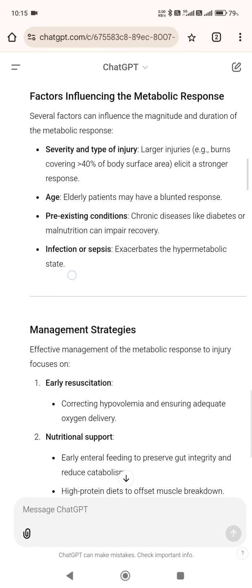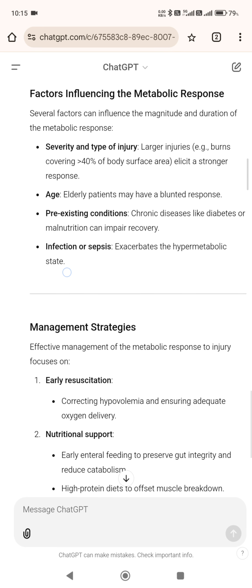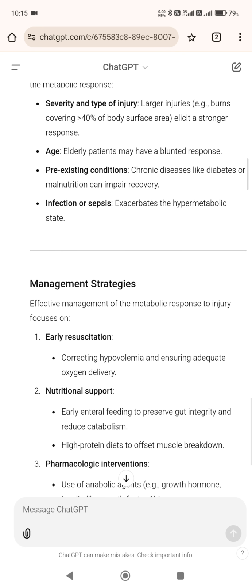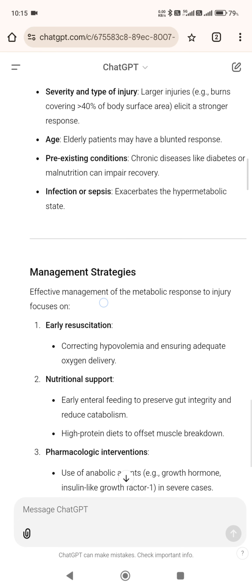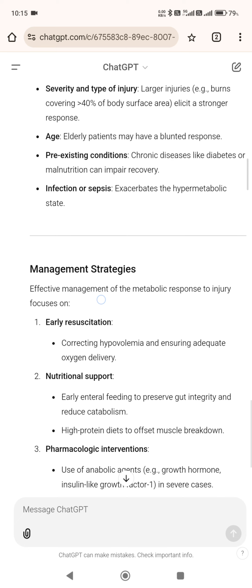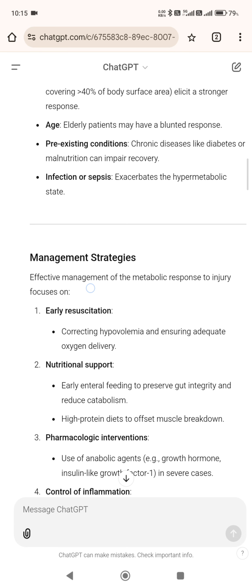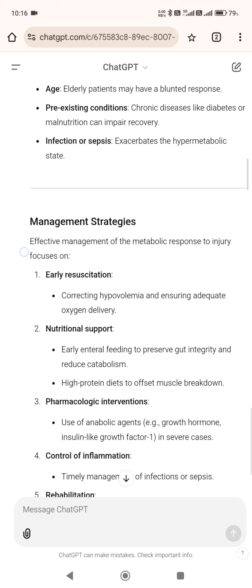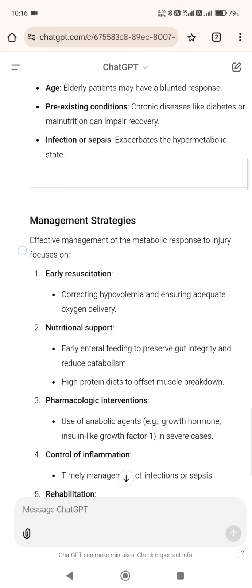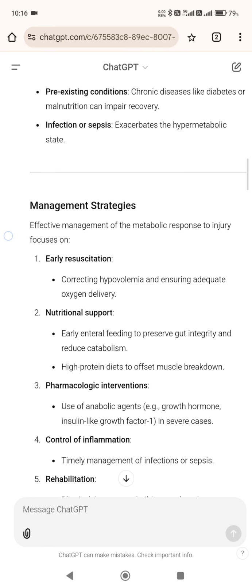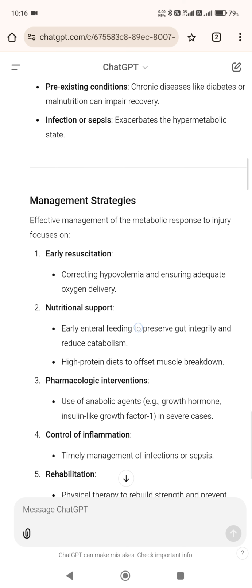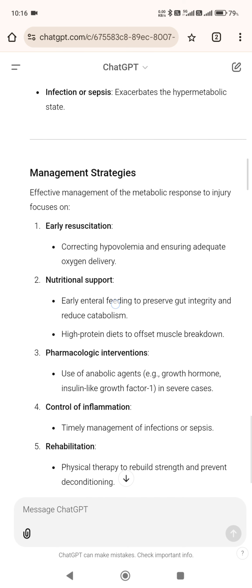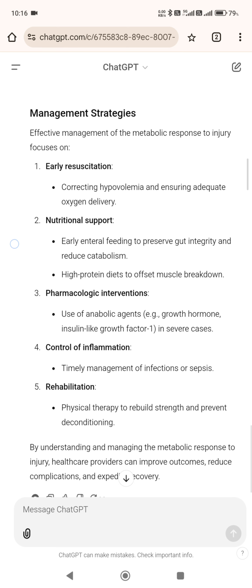Factors influencing the metabolic response. Several factors can influence the magnitude and duration of the metabolic response. Severity and type of injury. Larger injuries, e.g., burns covering 40% of body surface area, elicit a stronger response. Age. Elderly patients may have a blunted response. Pre-existing conditions. Chronic diseases like diabetes or malnutrition can impair recovery. Infection or sepsis exacerbates the hypermetabolic state.